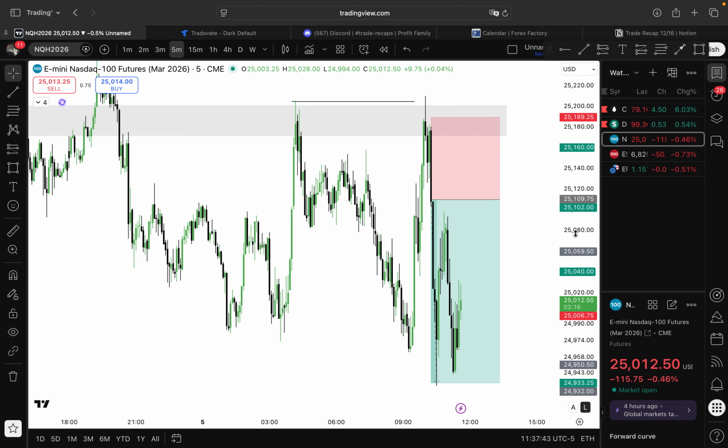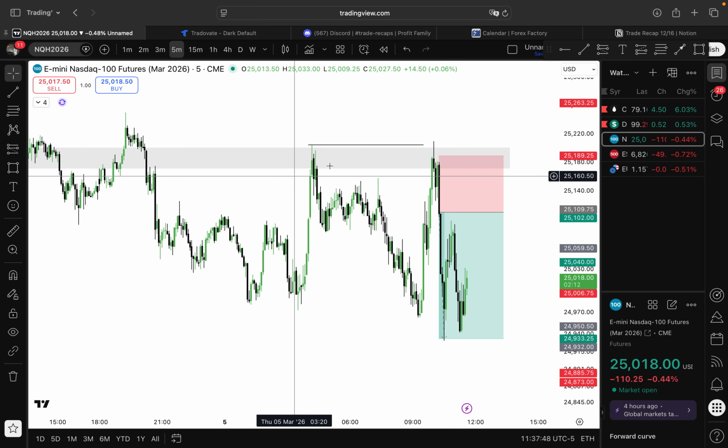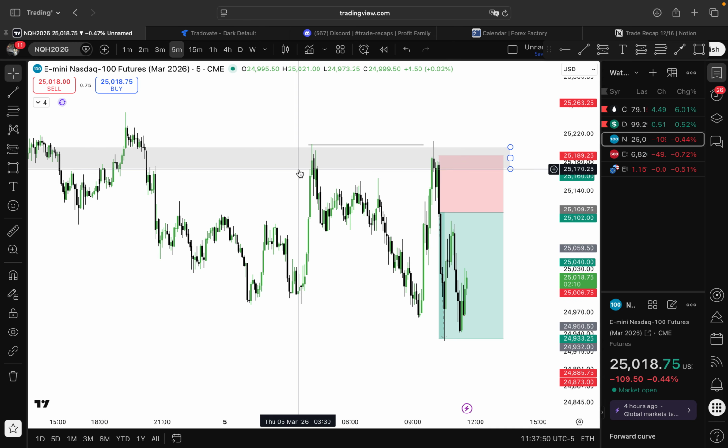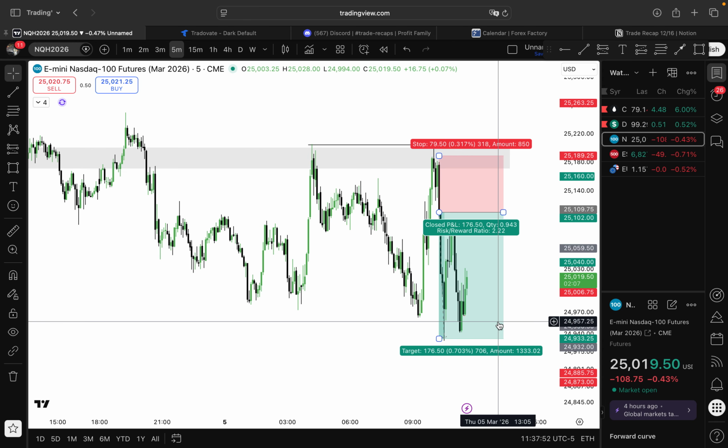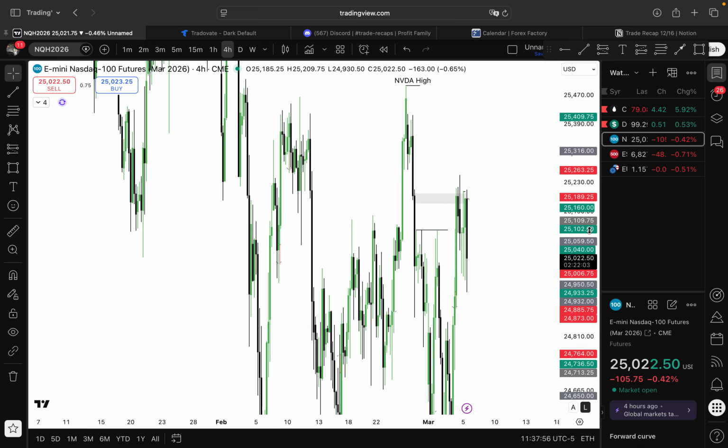We were also in premium, so we were pretty high in the range, with liquidity, delivery from a fair value gap, clear targets, and it also goes along with bias. So that's all y'all really need, to be honest.